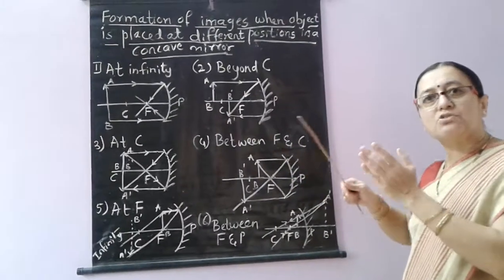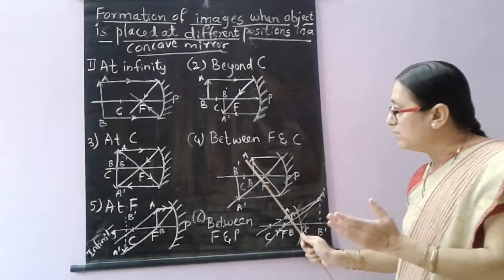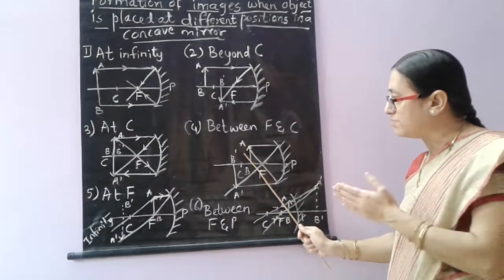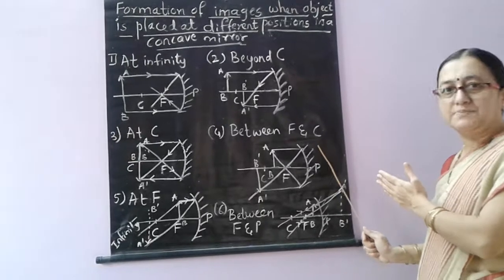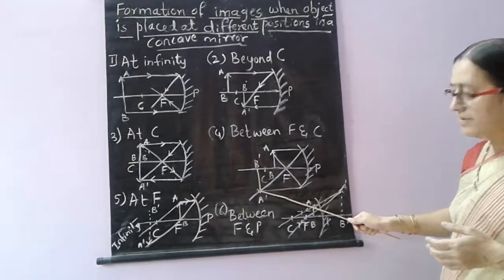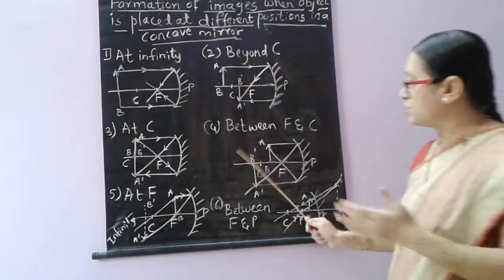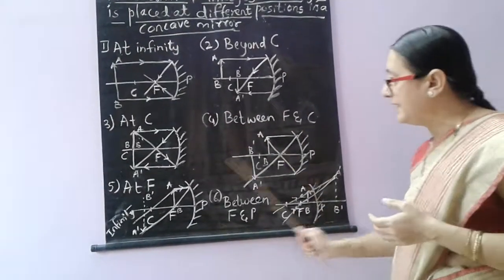Now the image size goes on increasing as we move the object nearer to the mirror. Then it will be inverted, real, and slightly enlarged. The next position, again we are moving it forward. We will bring it to F.